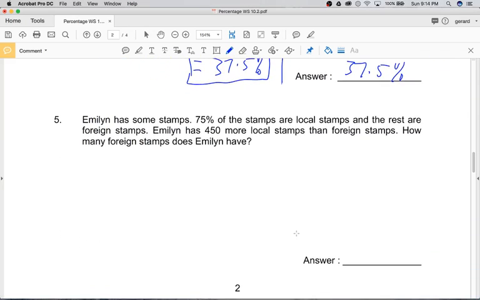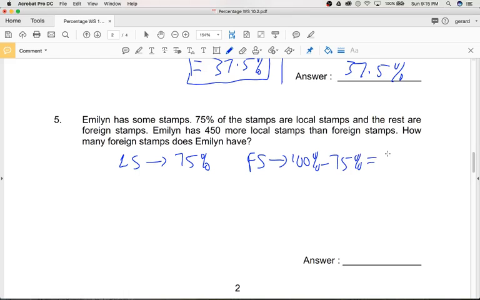Question 5. Emmeline has some stamps. 75% of the stamps are local and the rest are foreign. Emmeline has 450 more local stamps than foreign stamps. So local stamps is 75%. Foreign stamps naturally has to be 100% minus 75%, which will give you 25%.